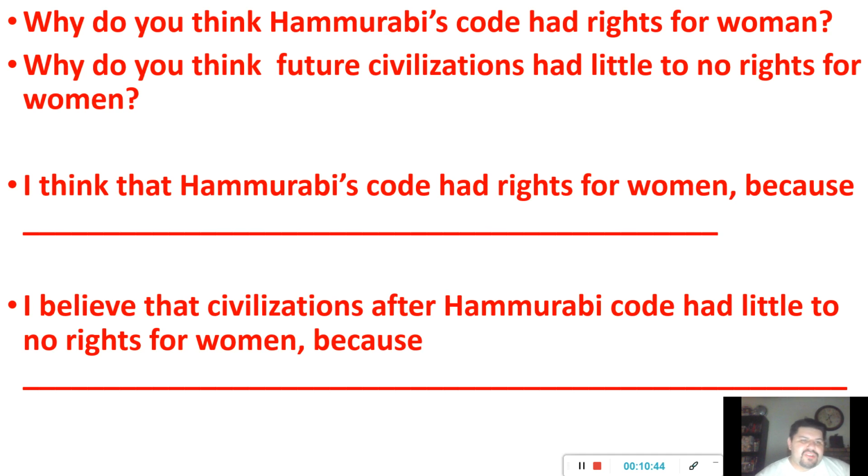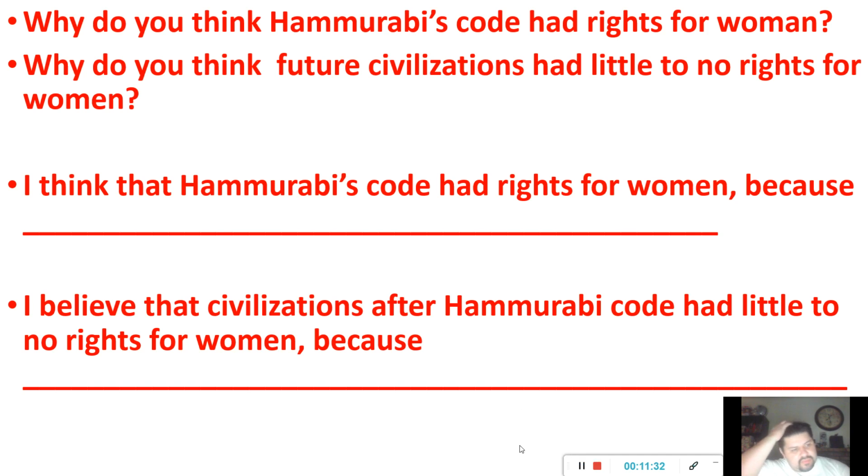Okay. The second question asks you, why do you think future civilizations, the Greeks, Romans, the English, stuff like that, why do you think they had little to no rights for women? Why? The first laws basically had rights for women. Again, not equality, men and women are equal. No, they didn't have that. But it was still quite a bit compared to future civilizations. So why do you think they didn't have that for women? Okay, so take a moment, write down your responses. Now we're moving on in three, two, one.